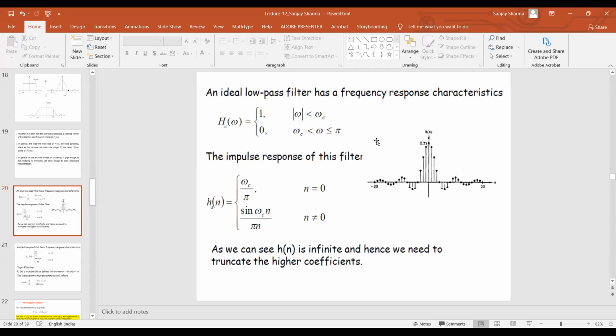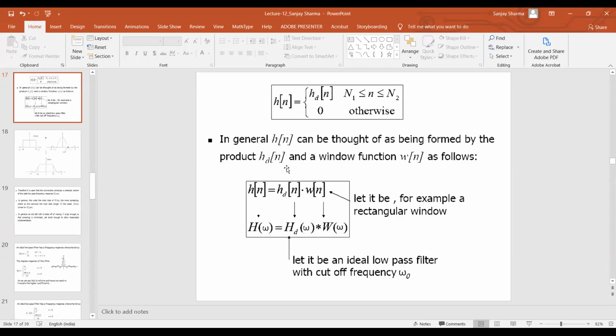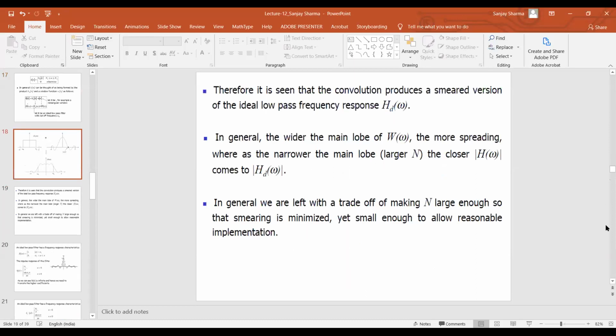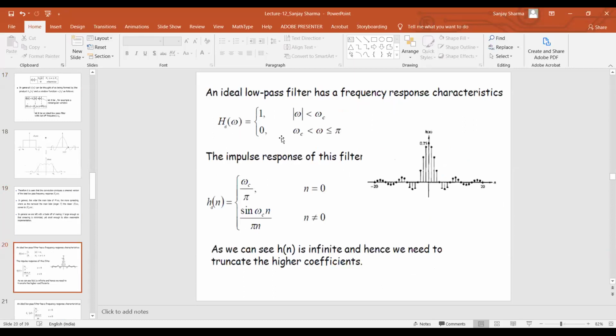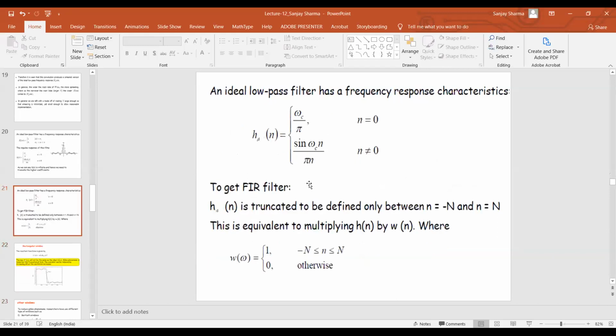As an example of explaining how you can apply this procedure: the procedure is to take the infinite impulse response and multiply it with a window function, and you will get the FIR filter design. So this is an example in which I take the case of an ideal low pass filter. When I see, the impulse response is infinite. Now I have to convert it to an FIR filter. An ideal low pass filter has a frequency response characteristic like this.